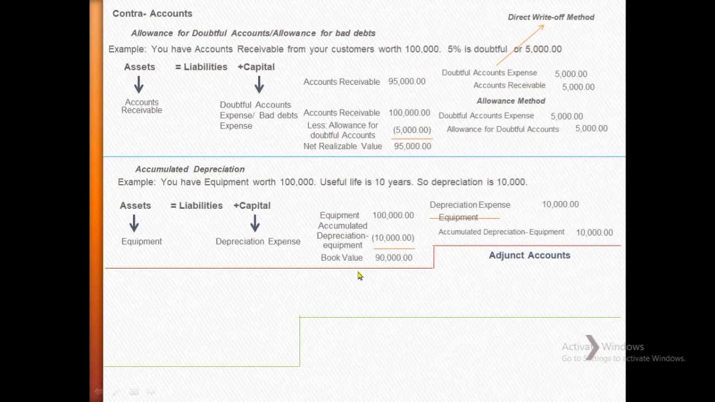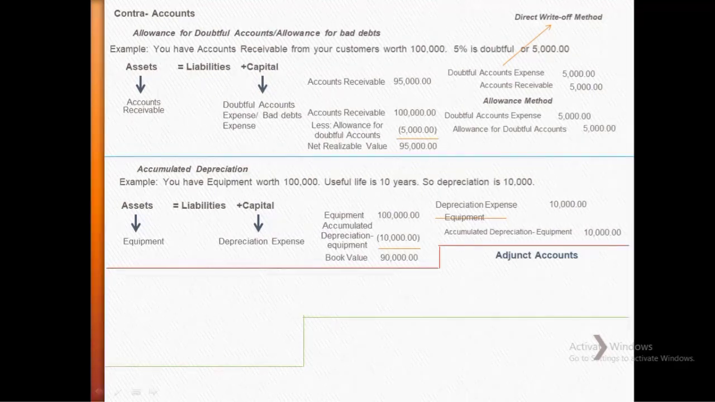Now, before we go to adjunct accounts, I would like to emphasize two things. Number 1, allowance for doubtful accounts and the accumulated depreciation are very different from their expense counterparts, the doubtful accounts expense and the depreciation expense. And number 2, these are just two examples of contra accounts. Actually, there are a lot of contra accounts. So that's it. Let's go now to the adjunct accounts.